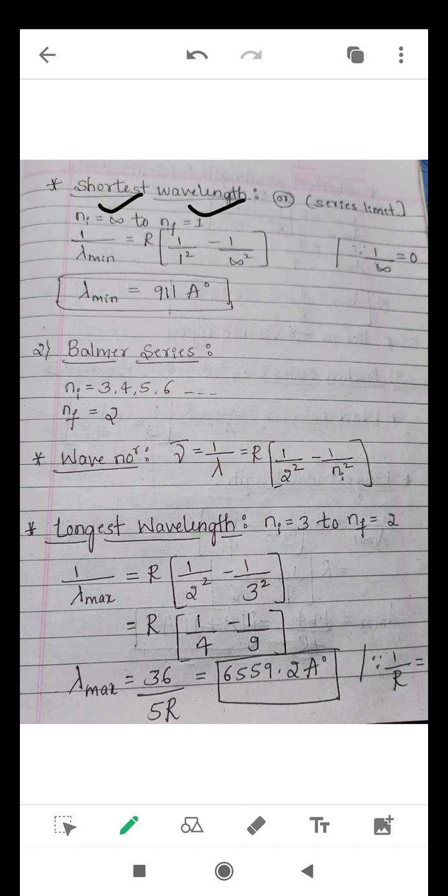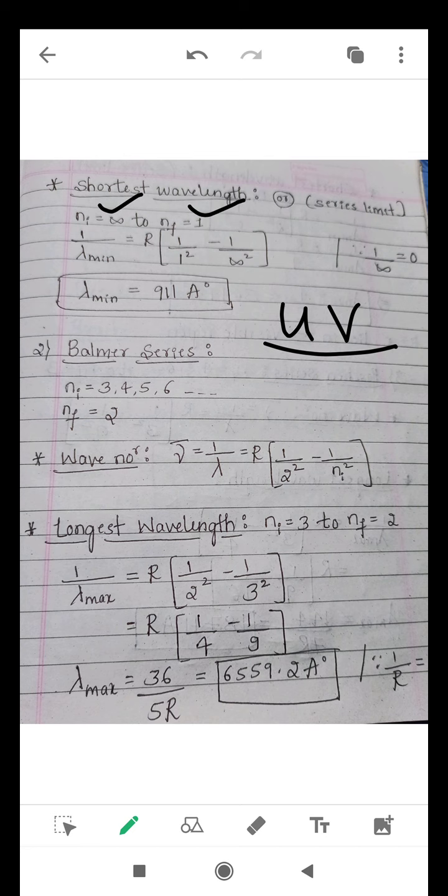So the series limit is 911 angstroms. So now we determine the lambda minimum for the Lyman series, and this Lyman series is observed in the UV region of the electromagnetic spectrum. So now this is all about the Lyman series.